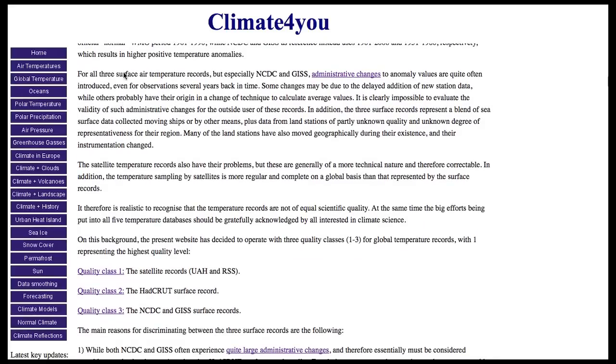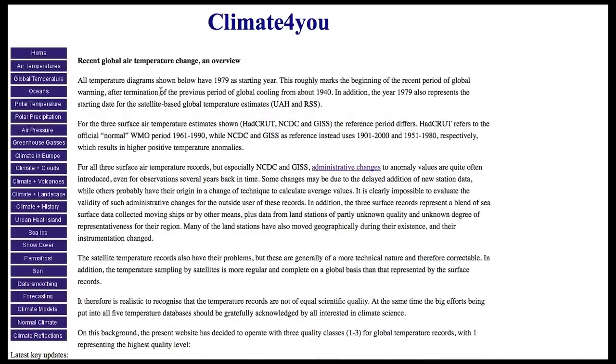Under global temperature, they talk about the different data sets that exist, and they say all temperature diagrams shown below have 1979 as starting year. This roughly marks the beginning of the recent period of global warming. In addition, the year 1979 also represents the starting date for the satellite-based global temperature estimates, UAH and RSS. For the three surface air temperature estimates shown, HADCRIT, NCDC, and GISS, the reference period differs. HADCRIT refers to the official normal WMO period 1961 to 1990, while NCDC and GISS as a reference instead use 1901 to 2000 and 1951 to 1980, respectively, which results in higher positive temperature anomalies.